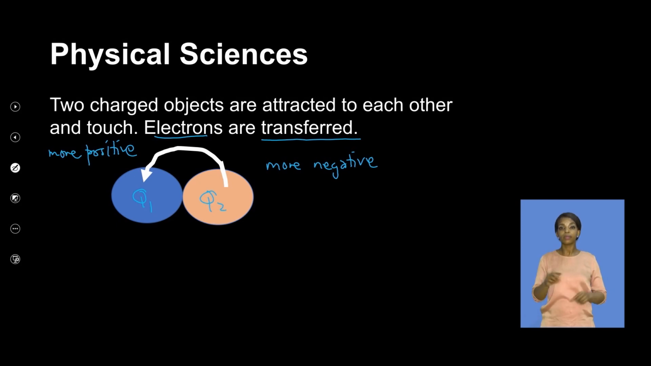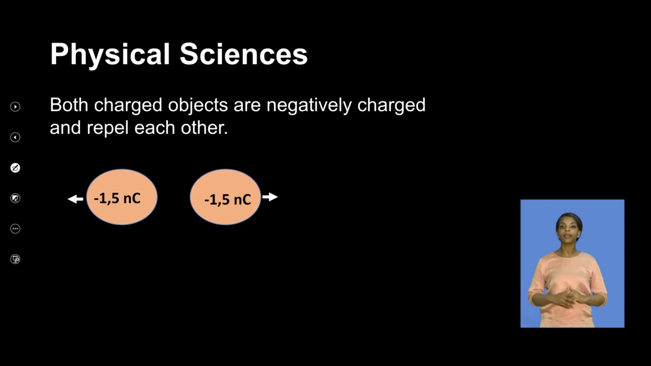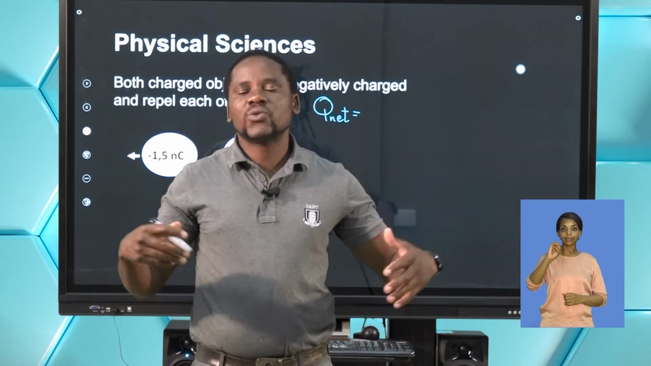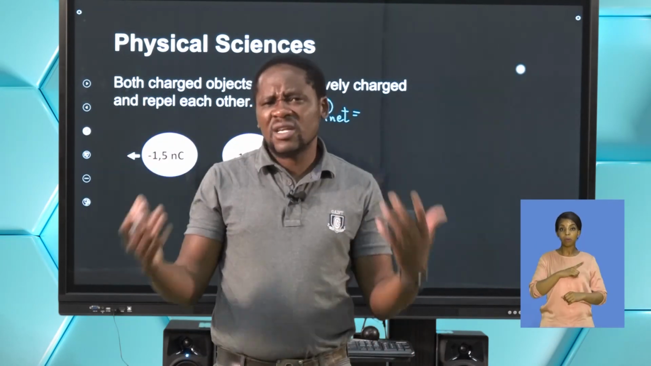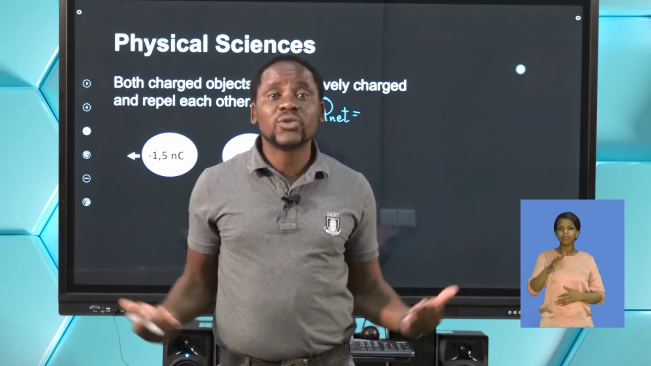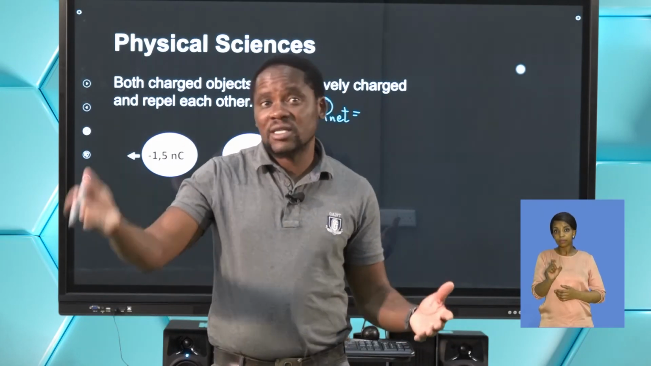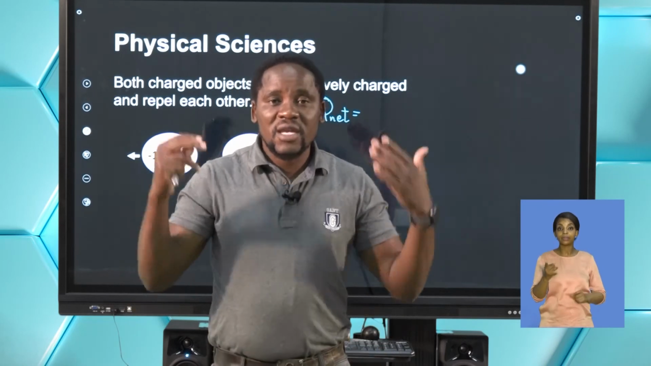But also let's take into account that the transfer is actually from Q2 to Q1, in that order, as the arrow suggests. Once these two are in contact with each other, charge will be equally distributed. So we've got what we call the net charge, which is Q net. The word net is very important in physics, because we use it in many instances, like the net force. We spoke about the net electrostatic force in our first segment, but now we're talking about the net charge.